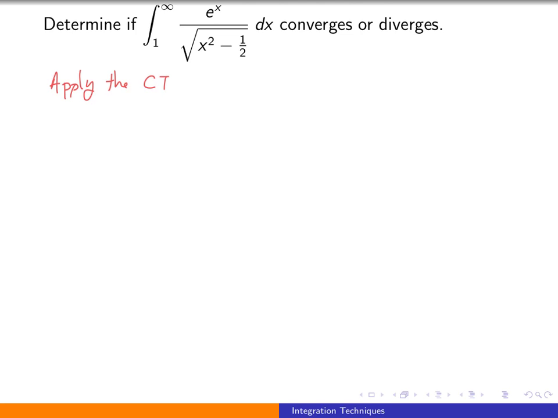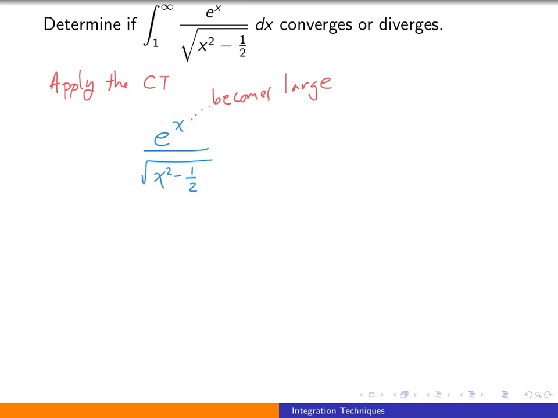In this case, if we focus in on the integrand, e to the x over square root of x squared minus 1/2, the observation I would make is thinking about going from 1 to infinity, we're plugging in large values of x. The e to the x itself becomes very large, which isn't going to be a good thing in terms of enclosing a finite amount of area.